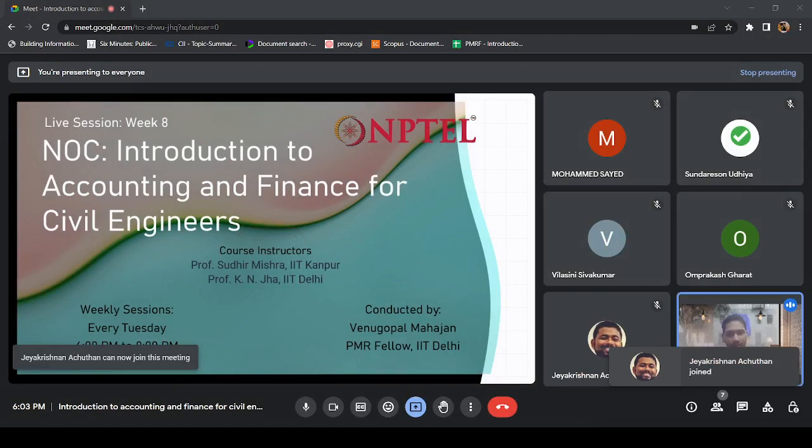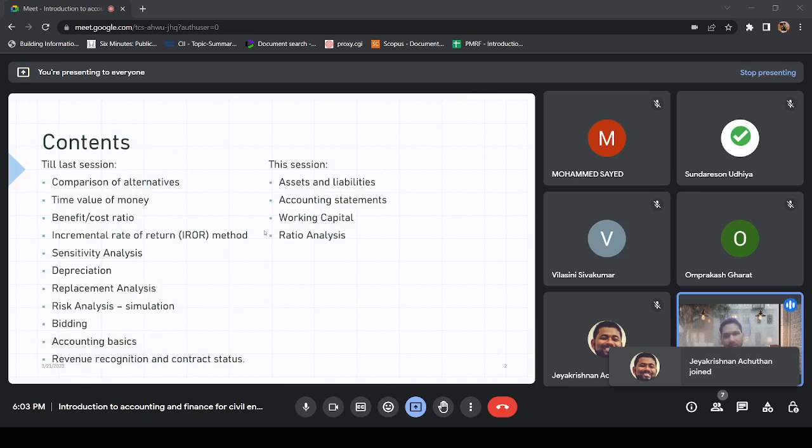Coming to the contents of this course, till now we have covered a lot of topics, especially in the last week. We discussed accounting basics, revenue recognition, and contract status. In this session, we will be repeating assets and liabilities somewhat, accounting statements, preparing the income statement or P&L as you want to call it, balance sheets, and seeing what the cash flow is. Then we will discuss working capital and obviously ratio analysis.